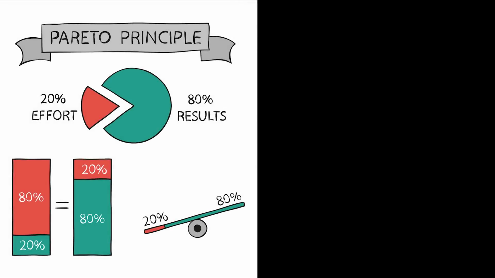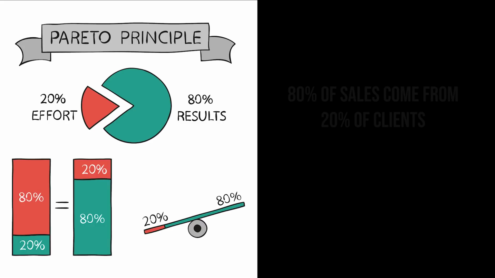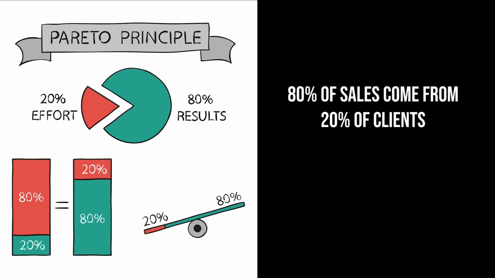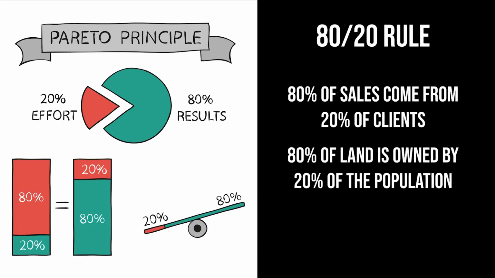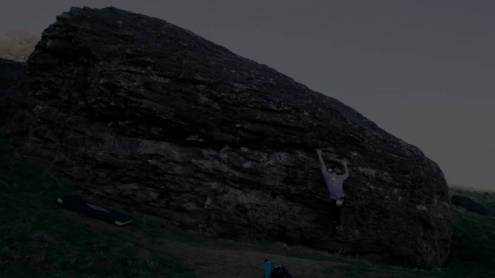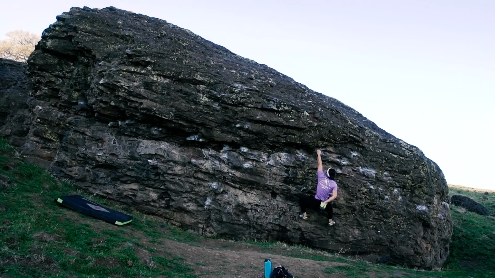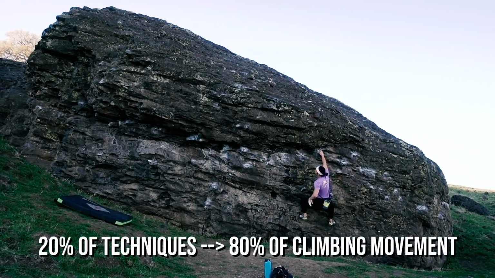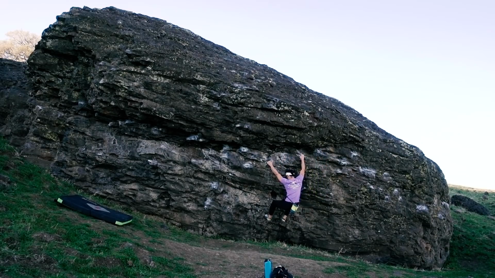The Pareto Principle states that roughly 80% of outputs come from 20% of inputs. An example would be that 80% of your sales are created by only 20% of your clients. This phenomenon is referred to as the 80-20 rule and can be applied to economics, production, and even sports. In this video, I'll go over the vital few 20% of techniques that account for 80% of the moves that you do in climbing. These will be split into 5 basic principles.